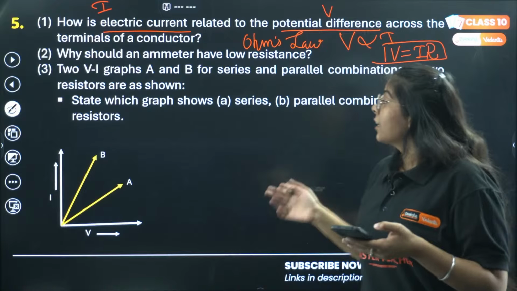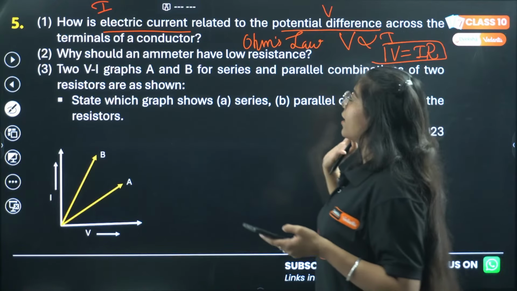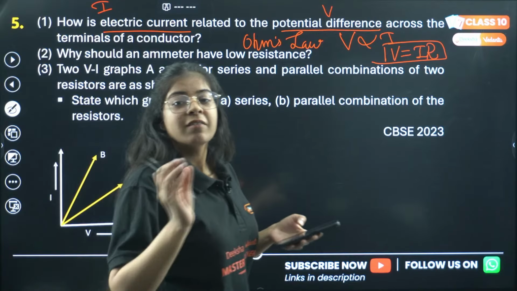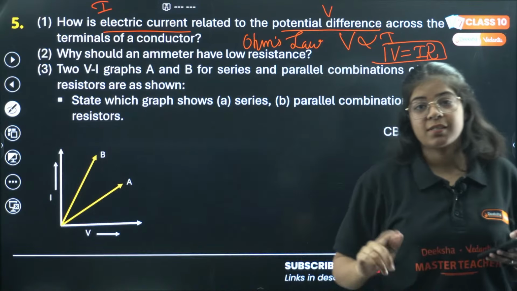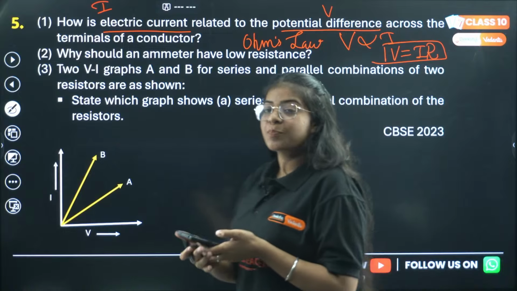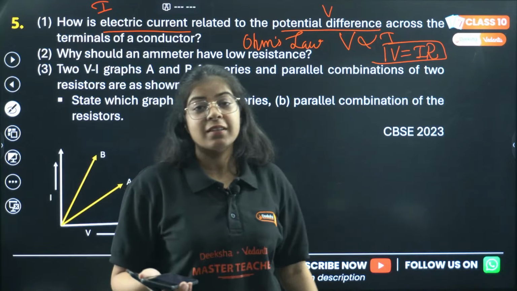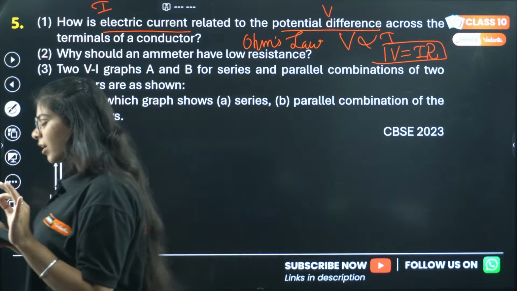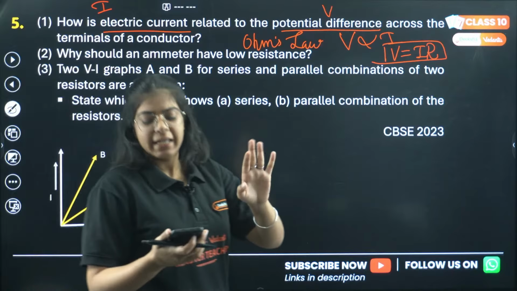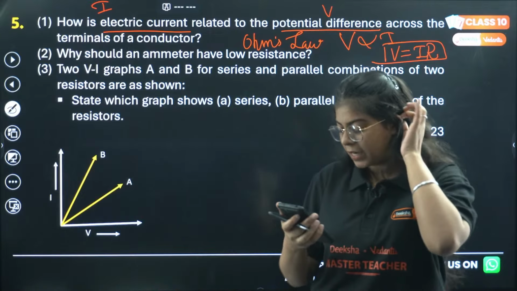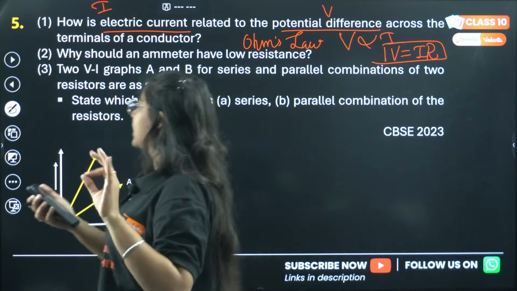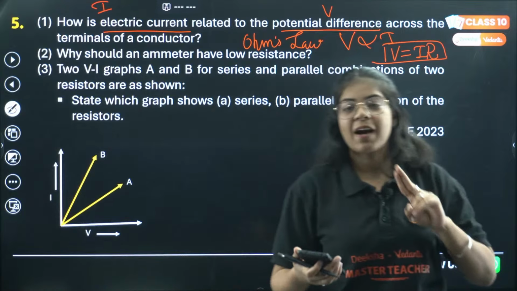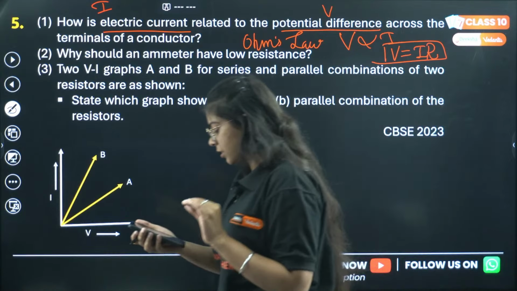Now the second question, I have to give you the answer. Can anyone give me the reason for the second question: why should an ammeter have low resistance? This question was asked in the 2023 CBSE board exams. So let me know, at least write yes or no. Maybe the answer will be bigger. Just at least write yes or no if you know the answer to the second question, why an ammeter has low resistance.